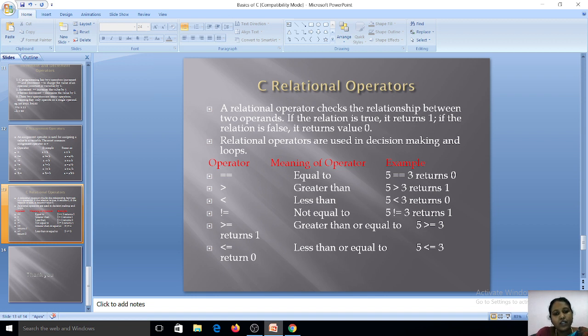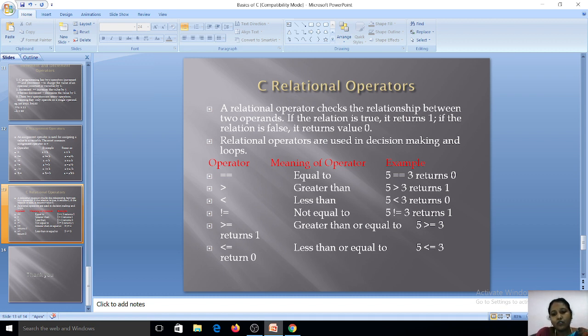Then we use the greater than operator. 5 greater than 3 returns true because 5 is greater than 3, so the condition is true and the value will be 1. Less than: 5 less than 3 will return 0 because the statement is false. Not equal to: 5 not equal to 3 returns 1 because 5 and 3 are different values, so the condition is true and it will return 1.